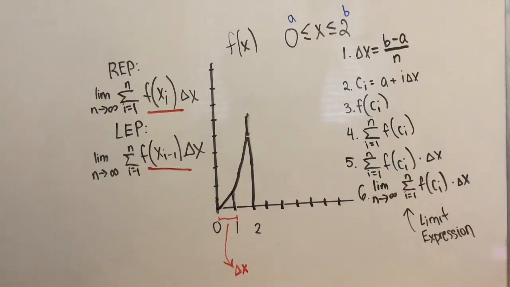Today we will be teaching you how to rewrite limit expressions into definite integral expressions. Limit expressions can be found using the 6-step Riemann-sum process to find area under the curve. The 6-step Riemann-sum process is listed on the right side of the board.